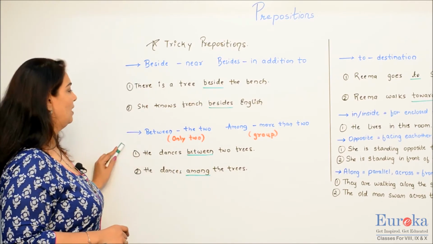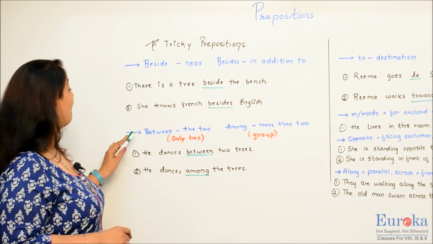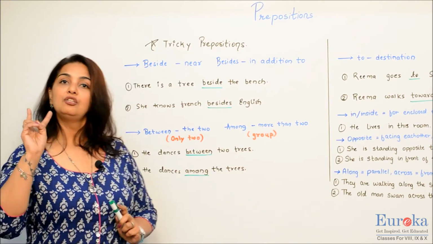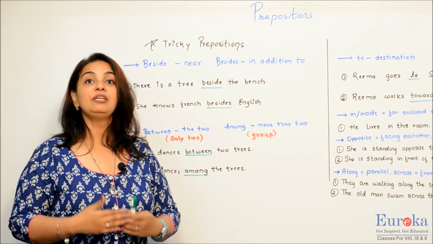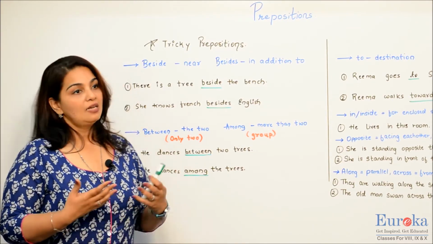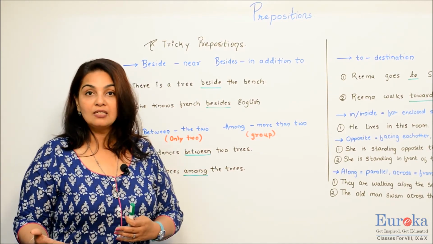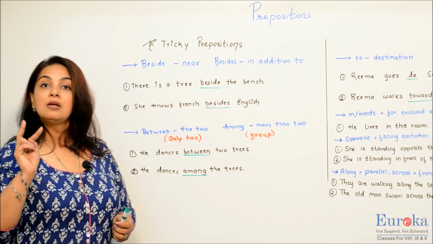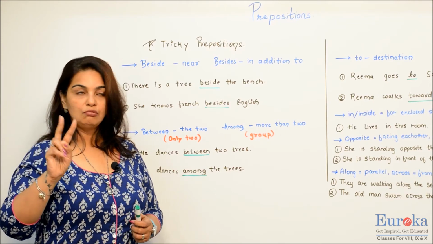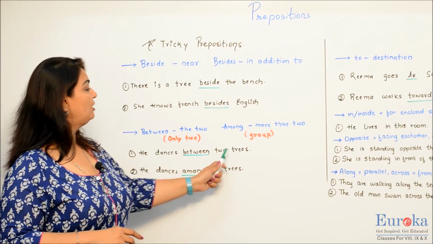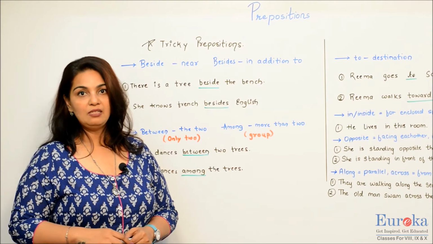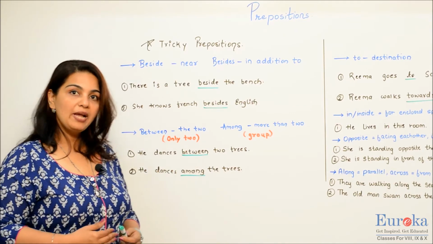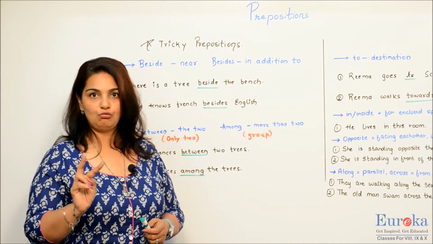Moving on to the second one. Let's see the difference between between and among. Between means two. We differentiate between two things, their qualities, dissimilarities, their physical appearance or their structure. Over here, when we say between, it means just two. He dances between two trees. That means the boy is dancing between two trees. Between will always be followed with the numerical 2.